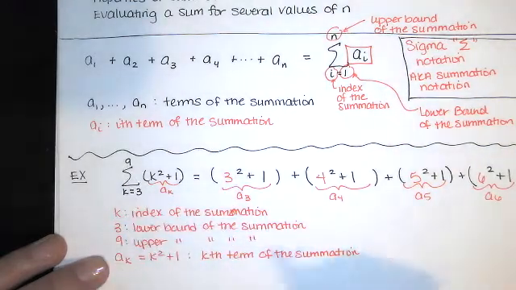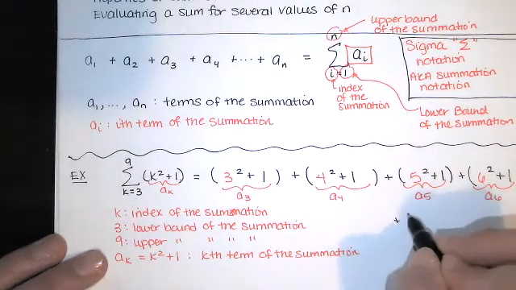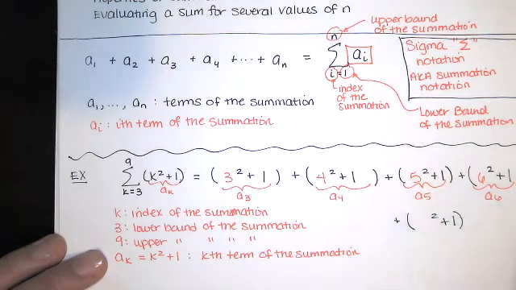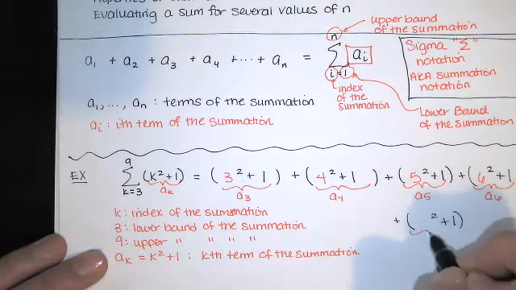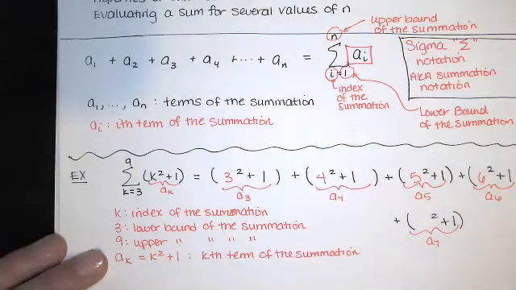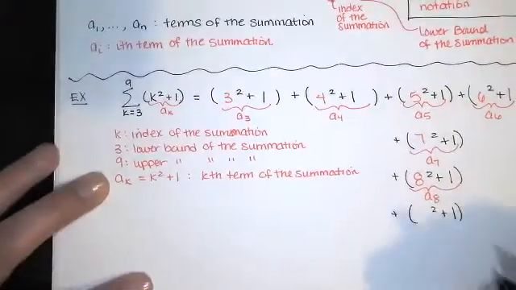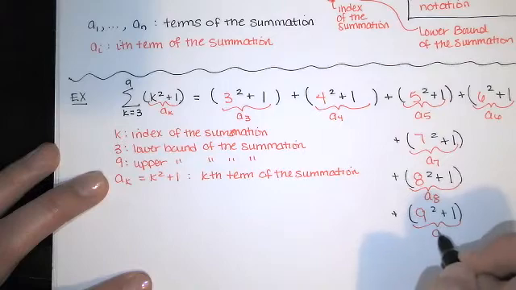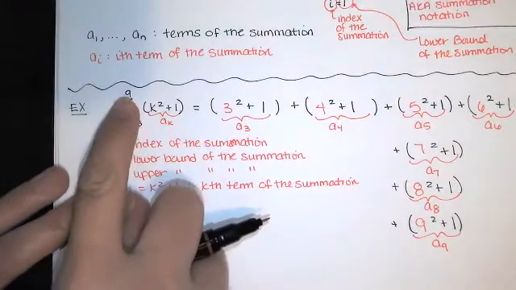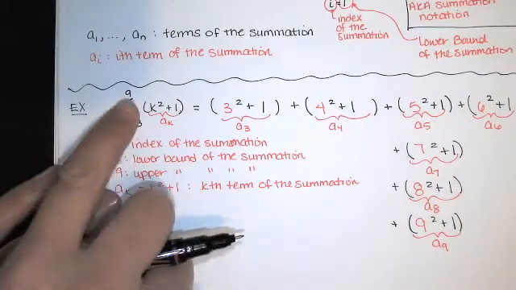We keep going until we get to 9. So then we'll let k equal 7, substitute and add. Let k equal 8. Substitute and add. And then k equals 9. So we substitute and add. That's a sub 9. And then we stop because the upper bound of the summation was 9.